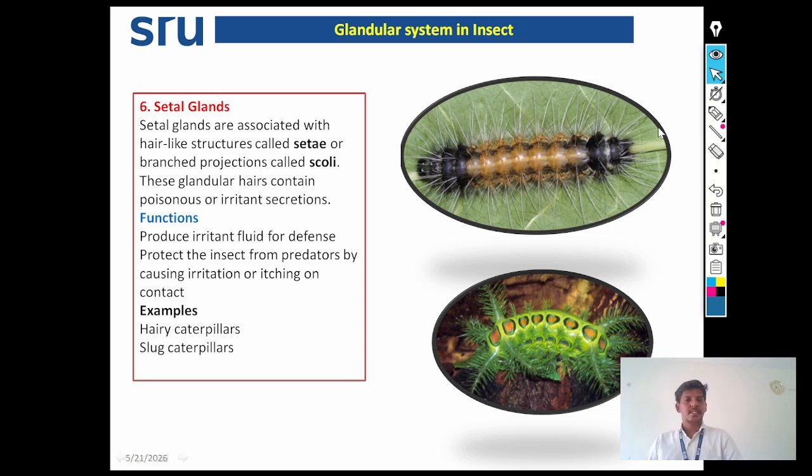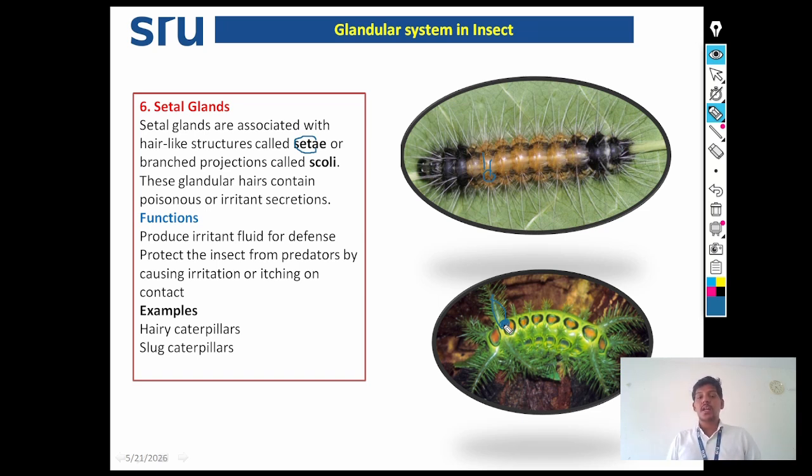See next, setal gland. Setal glands are associated with hair-like structures, setae, or branched projections, that is, coli. Inside this branched structure, a gland is there, that is the setal gland.